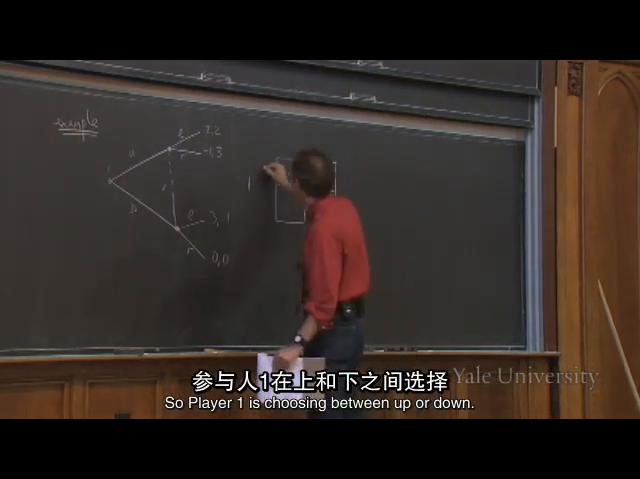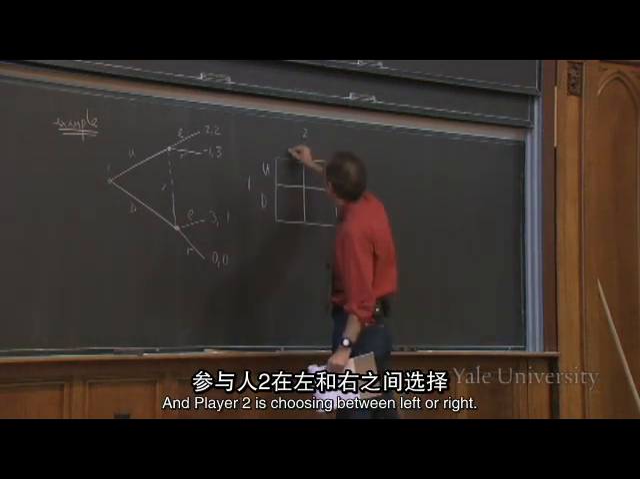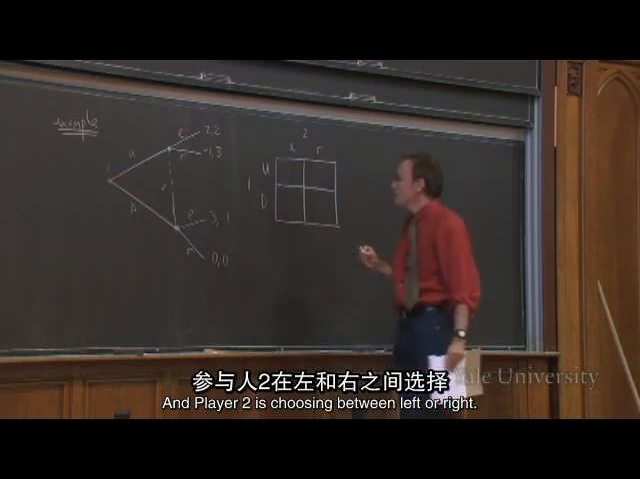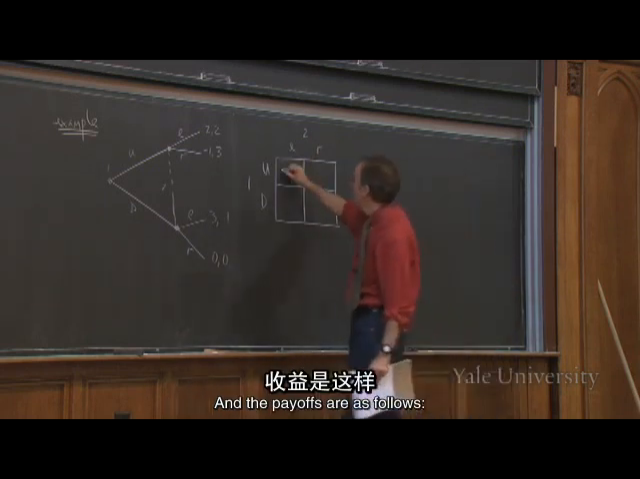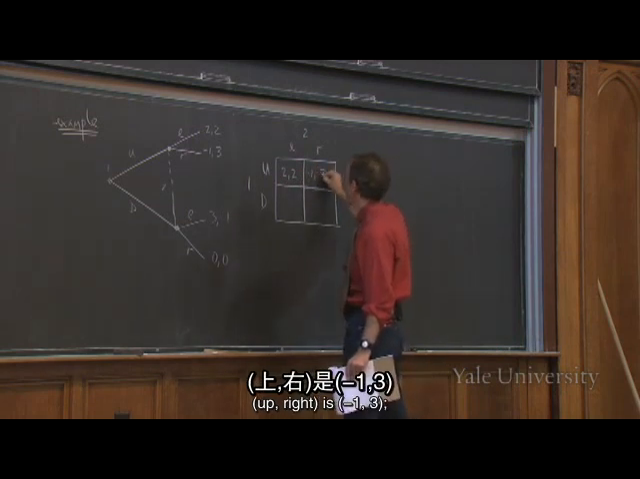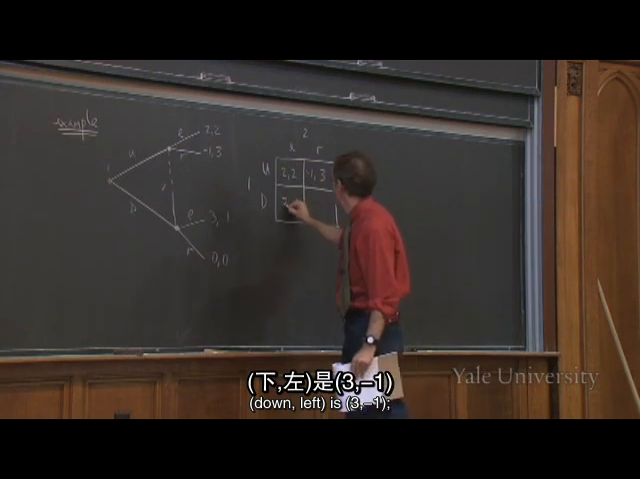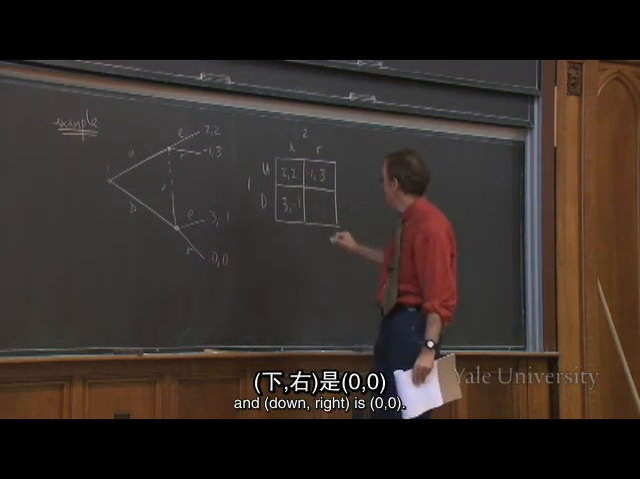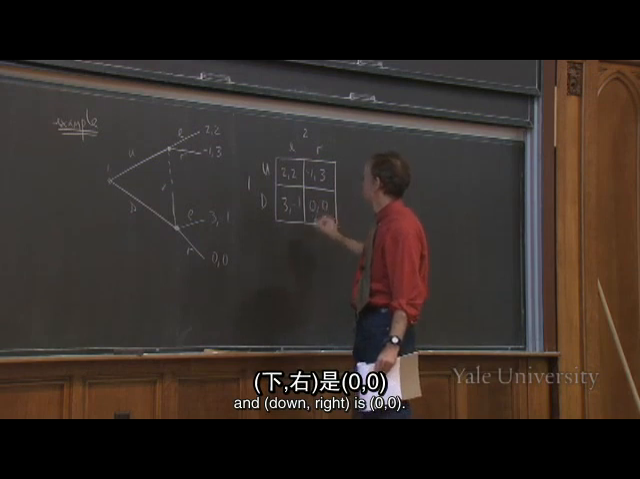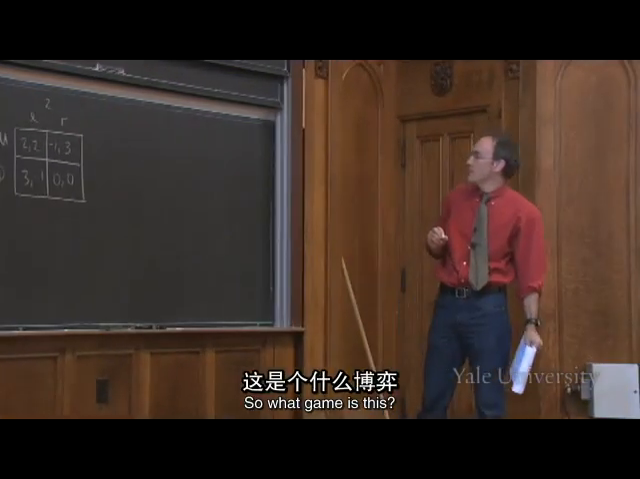All right, so player 1 is choosing between up or down, and player 2 is choosing between left or right, and the payoffs are as follows. Up left is 2, 2. Up right is minus 1, 3. Down left is 3, minus 1. And down right is 0, 0.